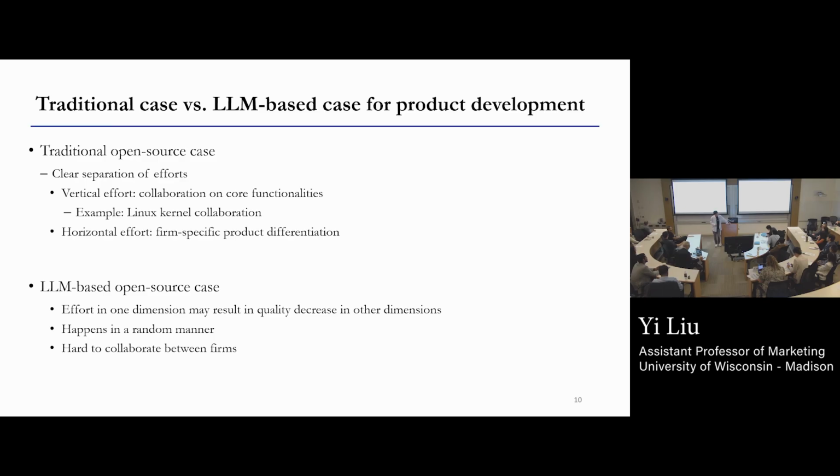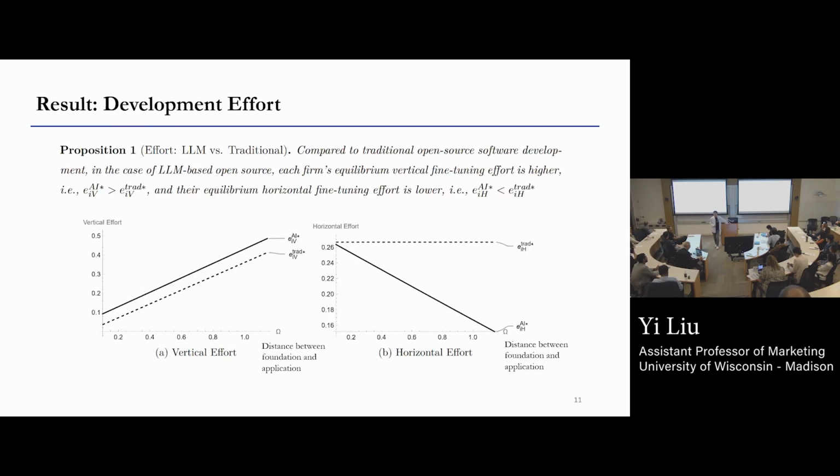Now we have our results. The first thing is about the development effort. We find that compared to traditional open source software development, in the case of large language model-based open source, each firm's vertical fine-tuning effort is higher. So this one is higher than that, but the horizontal effort is lower. This one is easy to understand, because nowadays the effort you spend on the horizontal will negatively impact your performance in the vertical dimension. So that's why you should shrink this a little bit, so as not to affect the vertical too much.